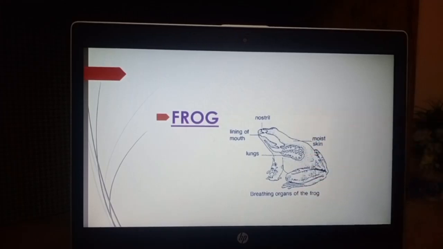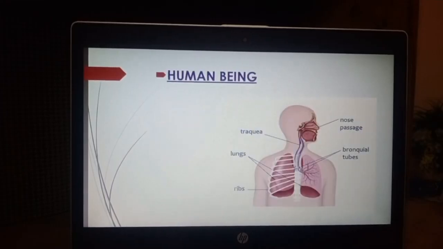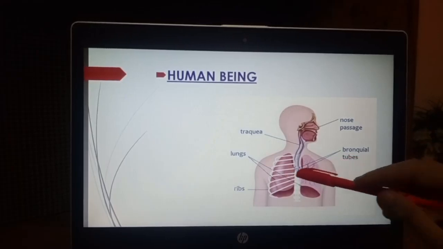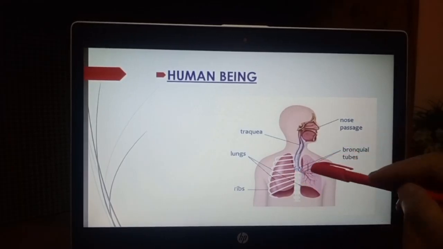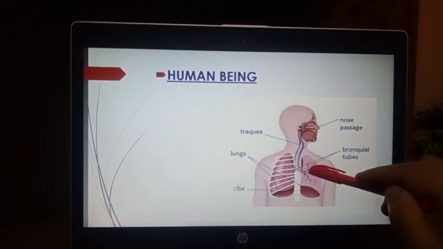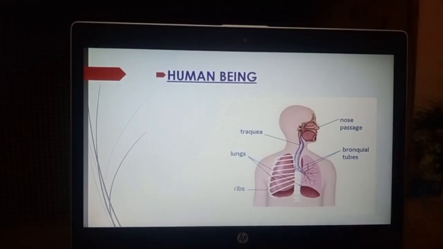Now let's take a look at our next organism, that is, yes, you, me, all of us, human beings, students. Human beings and birds, reptiles, amphibians, we all breathe through our lungs, and there are two lungs present inside our chest cavity. These lungs are situated on both sides of our heart. The heart is present just at the middle of our chest, and lungs are present, one on the left side and another one on the right side.